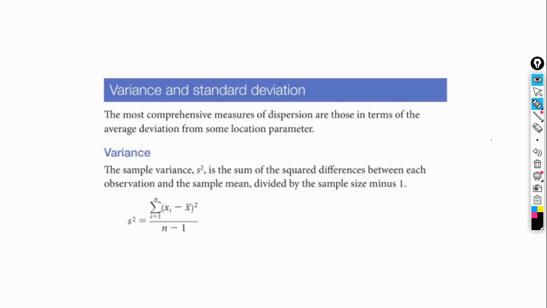So in the next slide, we're going to find a reference to variance and standard deviation. So variance. The sample variance, which is symbolized with s squared, is equal to the sum of the squared differences between each observation, so that would be x sub i here, and the sample mean, divided by the sample size minus 1. So if we had to do this manually, we would have to subtract each observation from the sample mean, then square that, add them all up, and divide it by the sample size minus 1.